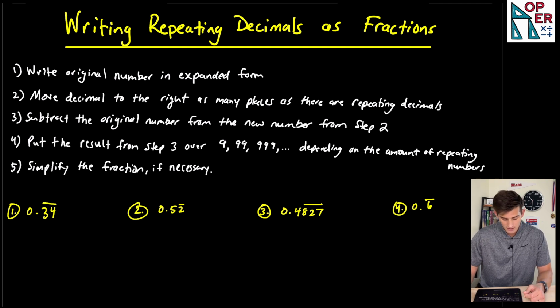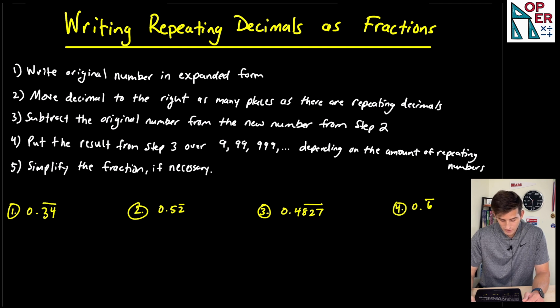as fractions. So step number 1, we're going to write the original number in expanded form. What I'm talking about there, if we look down at example number 1, it says 0.34 repeating. So we want to expand that to be like 0.343434. Just do the pattern a couple times, and the reason why leads us to step number 2. Then we're going to move the decimal to the right as many places as there are repeating decimals. Once again on example number 1, we would take that decimal that's between 0 and 3 and move it twice to the right because 3 and 4 are both repeating.